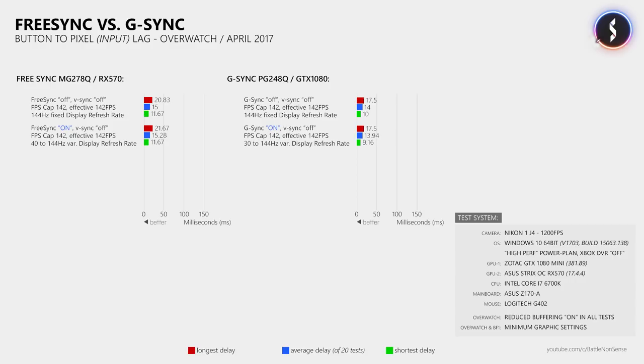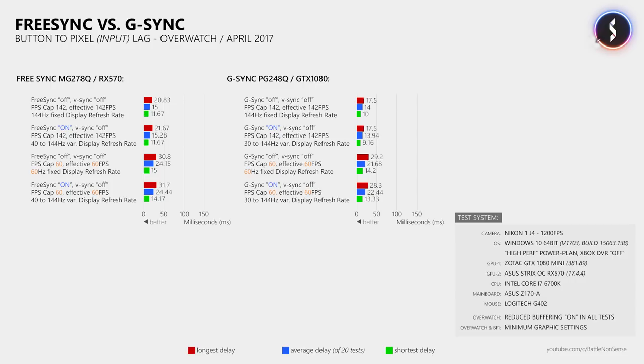Now, how about a lower frame rate, like 60fps? With FreeSync disabled, a fixed display refresh rate of 60Hz and 60fps, I got an average delay of 24.15 milliseconds on the MG278Q, and 21.68 milliseconds with the PG248Q. When we then look at the results where FreeSync and G-Sync were enabled, then we see that neither of them caused a delay increase at that frame rate. So it's safe to say that both FreeSync and G-Sync fixed tearing and stutter without decreasing the responsiveness of the game.